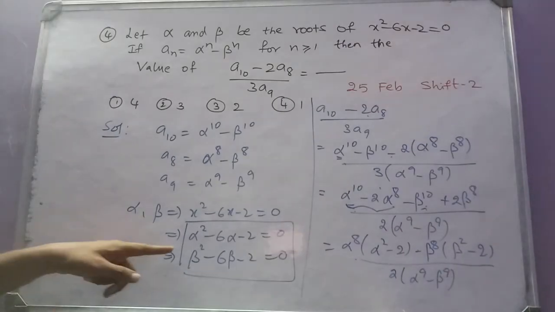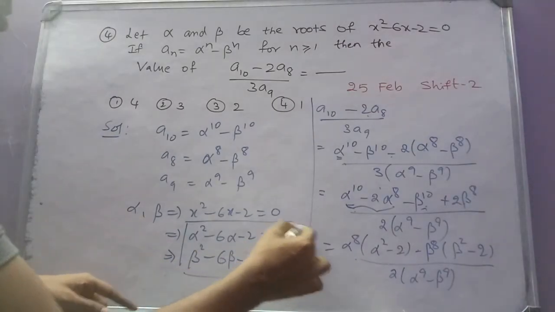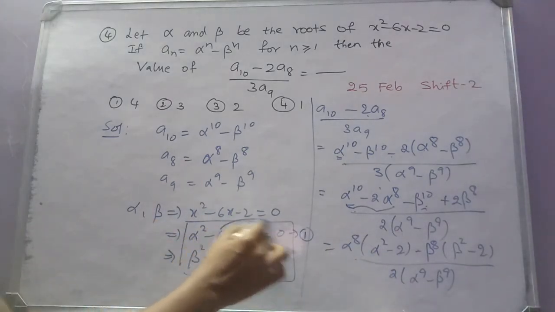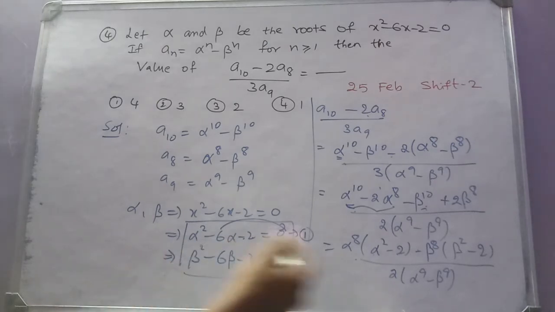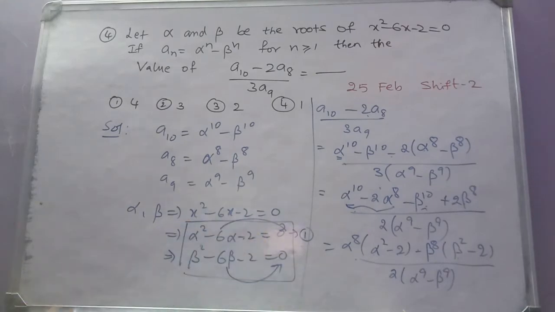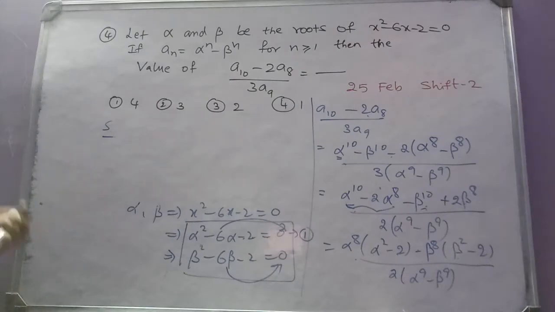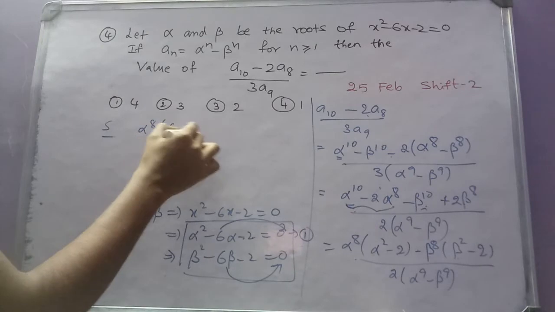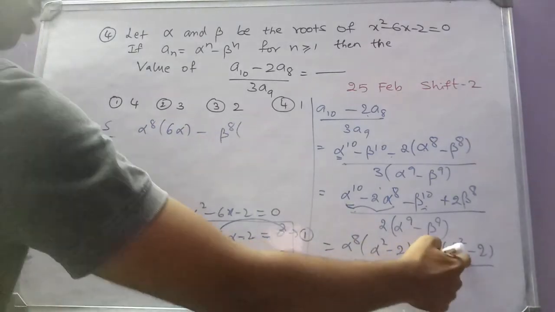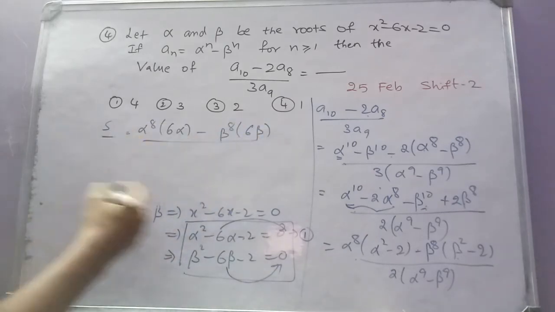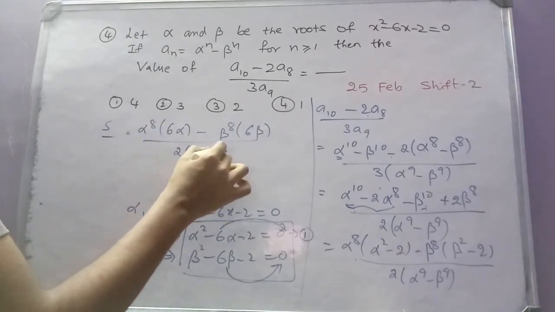Now it's time to use our clues. From this first clue, what is alpha square minus 2? Alpha square minus 2 is equal to plus 6 alpha, correct? And similarly, what is beta square minus 2? From this, beta square minus 2 is equal to plus 6 beta. So let us use these two clues. I'll substitute that. What do you get? Alpha power 8 into alpha square minus 2, which from here is 6 alpha, minus beta power 8 into beta square minus 2, which from here is 6 beta, divided by 2 times alpha power 9 minus beta power 9.